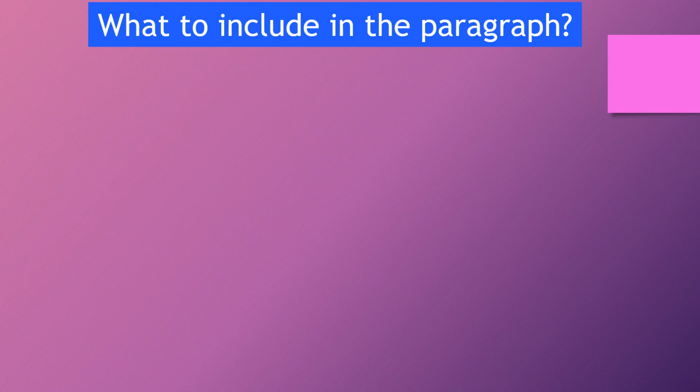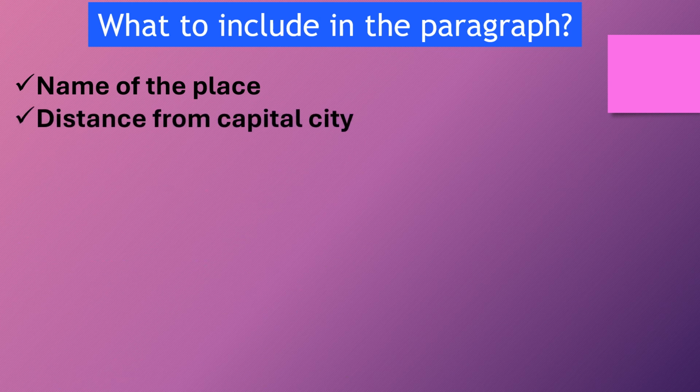Now, before we actually begin writing, let's quickly take a look at what to include in the paragraph. We need to write the name of the place you are describing. In this case, we are describing Nizwa. So you need to include the name of the place first. Then the distance from the capital city. It is compulsory. Whereas in the question it says location also. If you know the location of the place, you need to mention that.